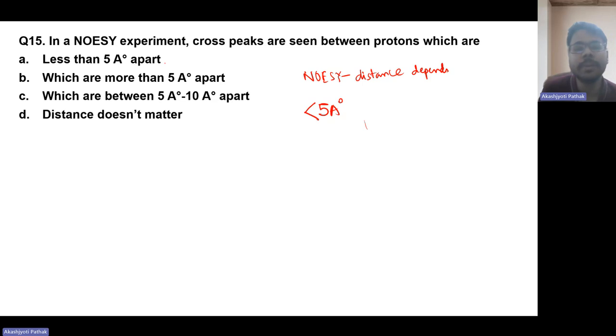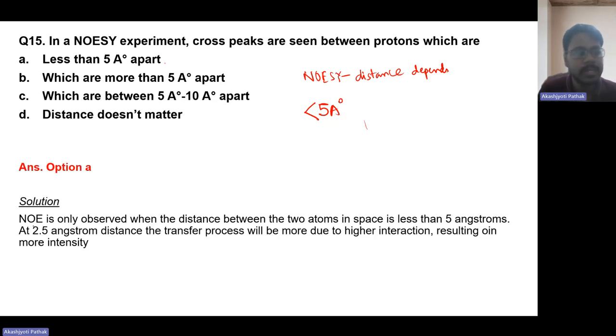So the intensity of the peak depends on the distance between the two spins. Okay, so we will look into this, the nuclear Overhauser effect. The NOE is observed only if the distance between two spins is less than 5 angstrom. Remember this: only then can the transfer of polarization take place between two spins.